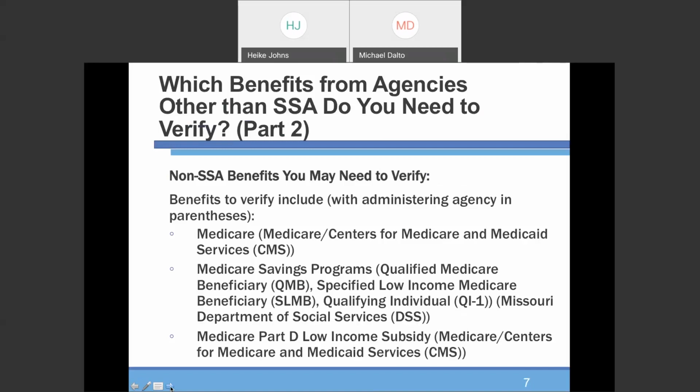Medicare savings programs, which include the Qualified Medicare Beneficiary or QMB program, the Specified Low-Income Medicare Beneficiary or SLMB program, and the Qualifying Individual or QI1 program. You can verify these benefits through the Missouri Department of Social Services or DSS. The Medicare Part D Low-Income Subsidy, which you can verify through Medicare or CMS.